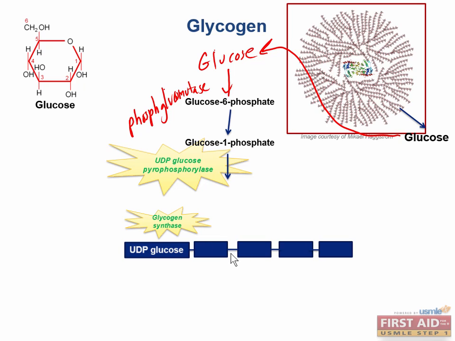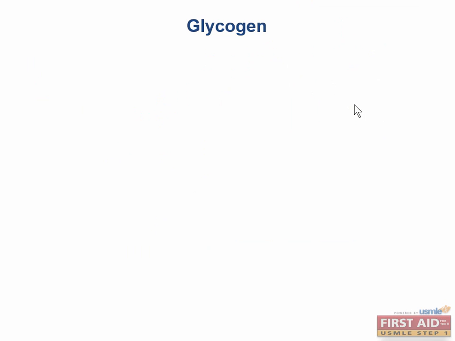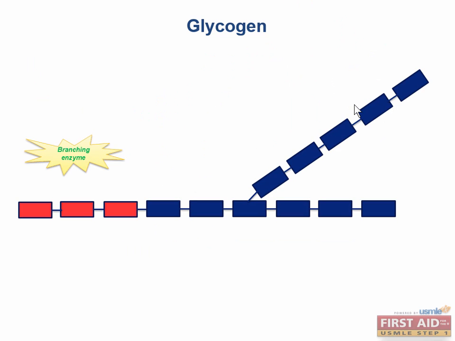The body doesn't just want one long inefficient chain of linked glucose molecules. So what can the body do to increase this storage efficiency? Notice how up here we don't have just one long straight line that's wound up. Well, our solution is going to be in the form of branches.